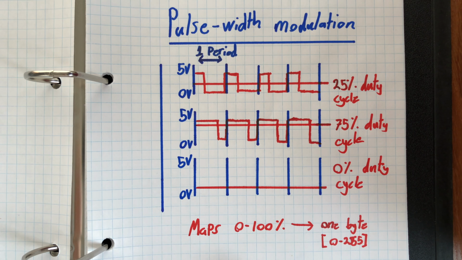Finally, to use this analog-esque signal in the code, you must write it not as a 0 to 100% value, but instead as a byte value, 0 to 255.